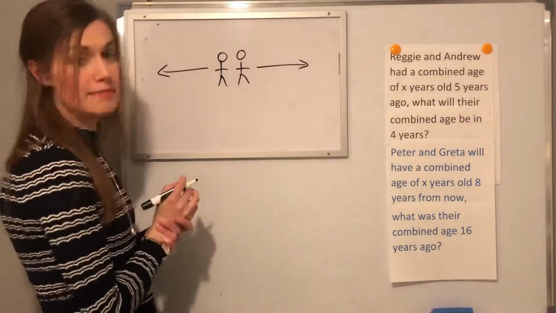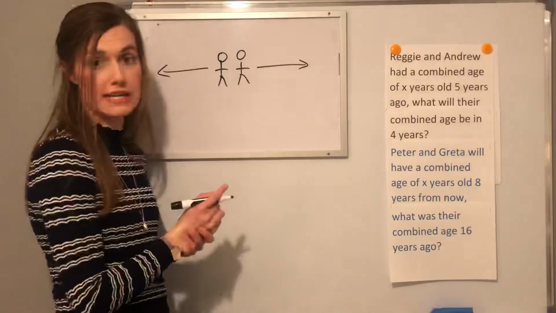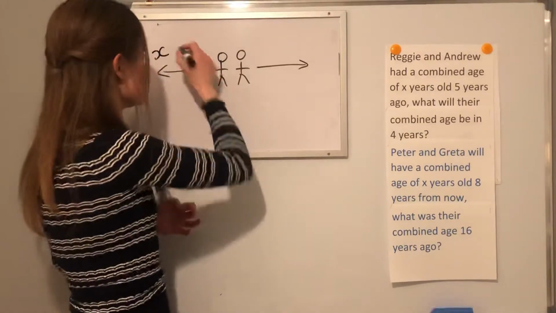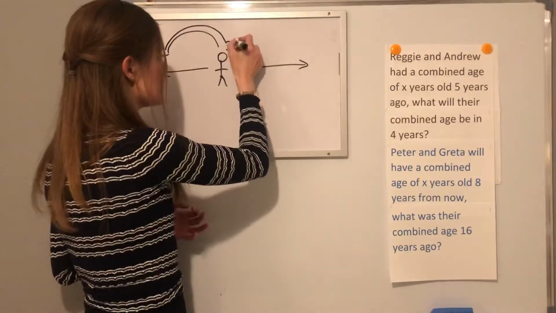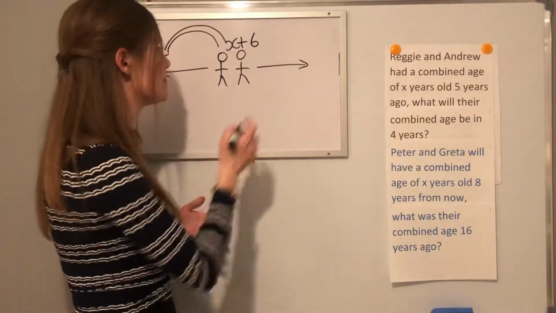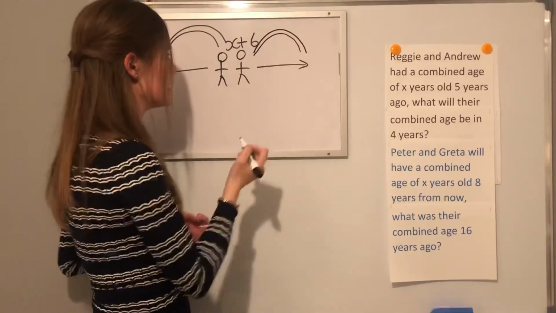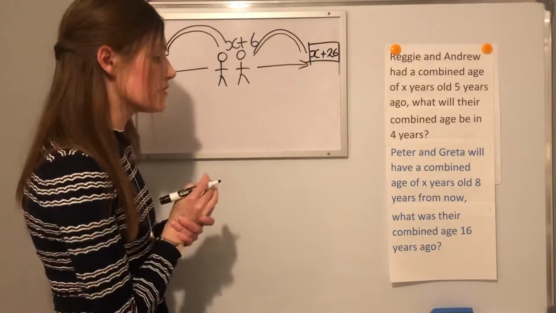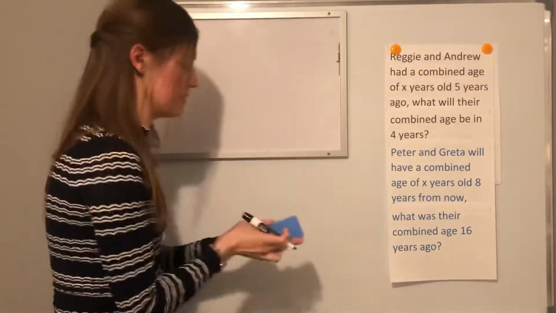Okay, Poppy and Peter were X years old 3 years ago. So they were X years old. We put the X there. Now that was 3 years ago. Poppy's gained 3 years, but also Peter's gained 3 years, leaving us with X add on 6. What will their combined age be in 10 years' time? We add 10 to Poppy, we add 10 to Peter, giving us X plus 26. And that goes in your answer box. Okay, so that's the algebra part for today.